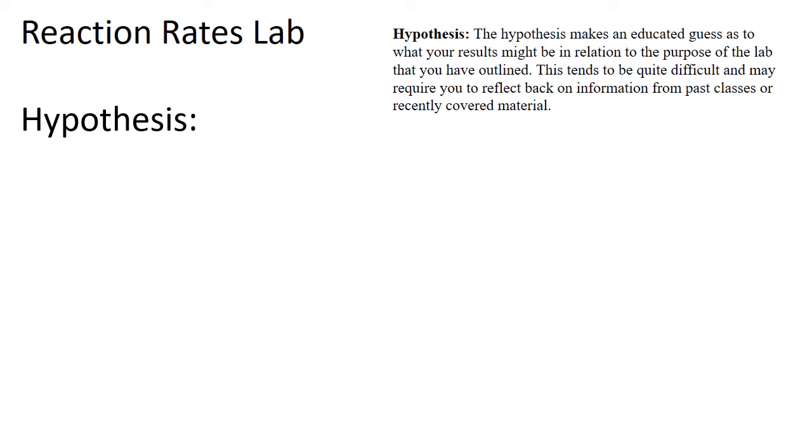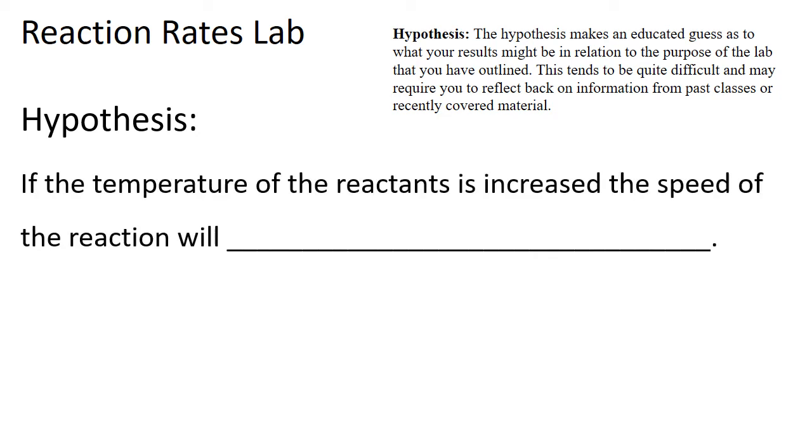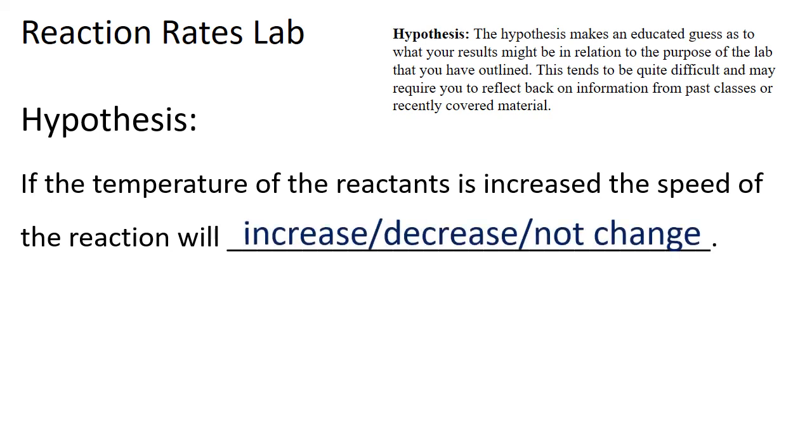So we are going to test temperature. So our hypothesis will read something along the lines of, if the temperature of the reactants is increased, the speed of the reaction will... you're not going to write change. You have to be more specific than that. We have three options here. The speed of the reaction will either increase, decrease, or not change. You're going to have to select one of those answers.